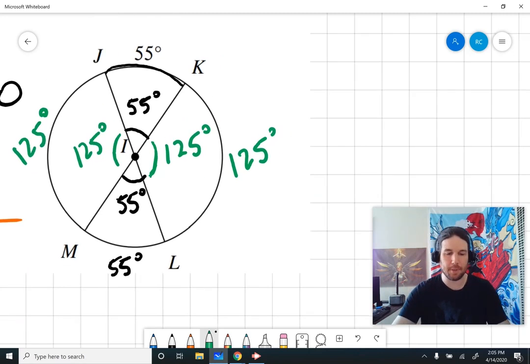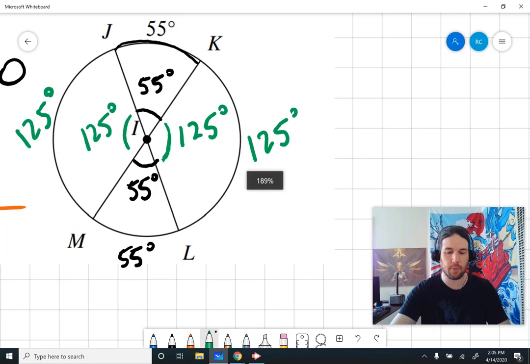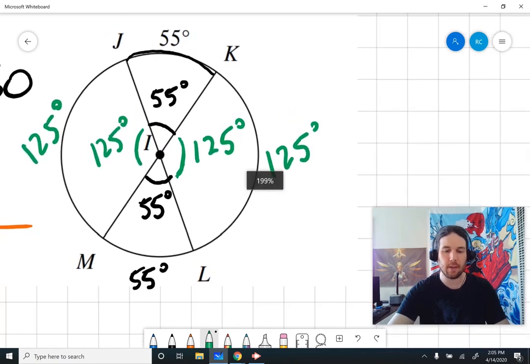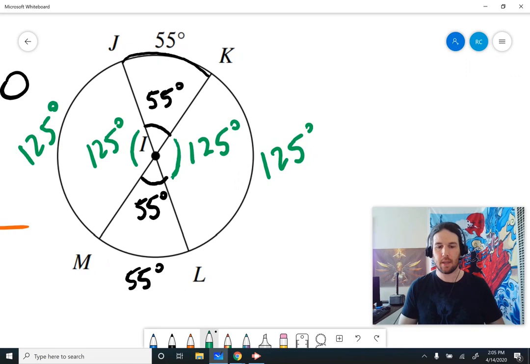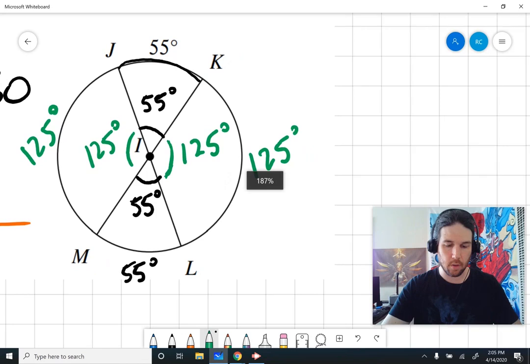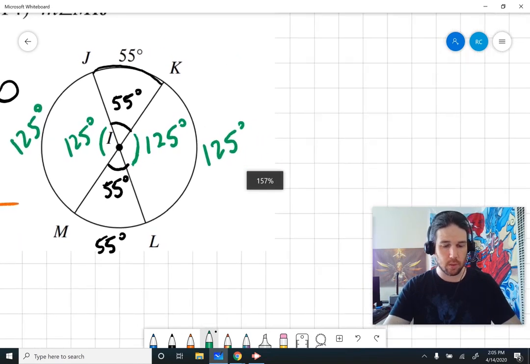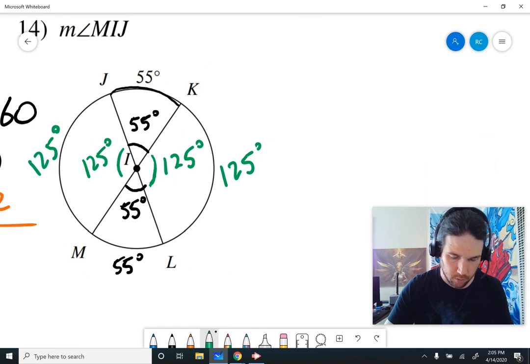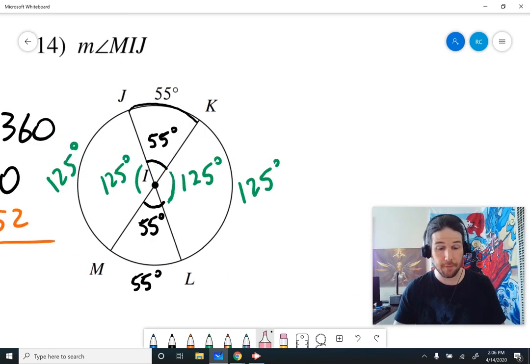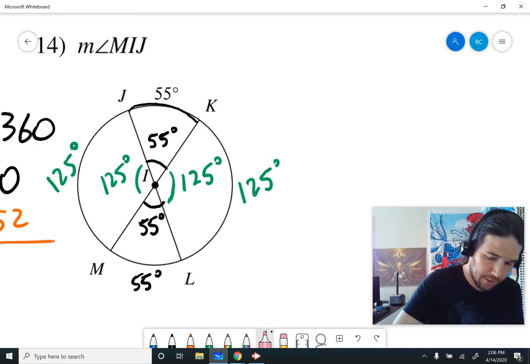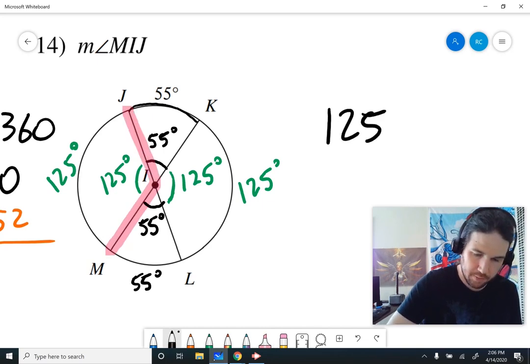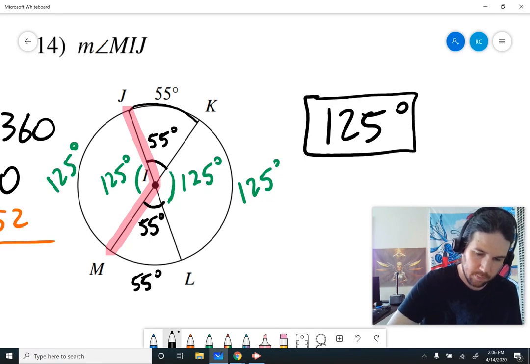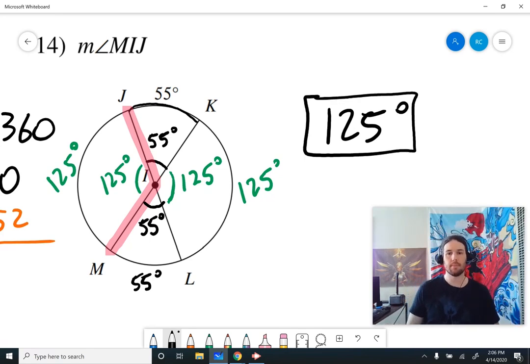I like this particular diagram because I really want you to see that central angle and arc measure are really the same thing. They're not the same thing, but they're always equal. Okay, so what are we actually looking for? We're looking for the measure of angle MIJ. That's this one right here. It's 125 degrees. No problem. Let's do a few more.